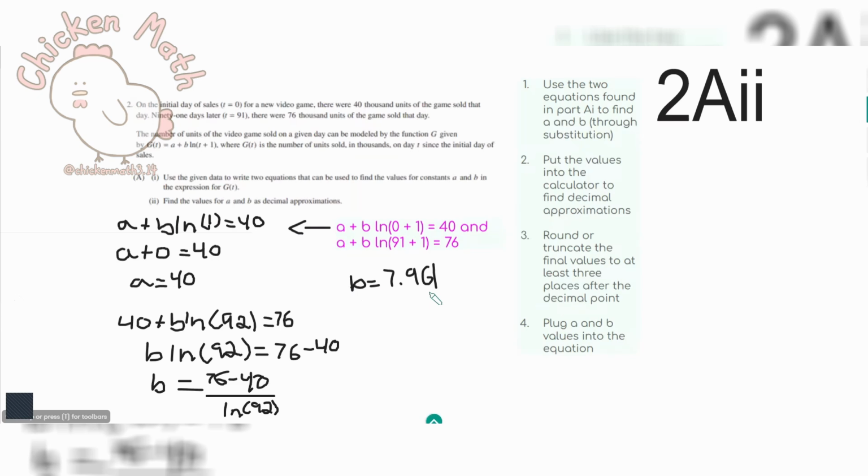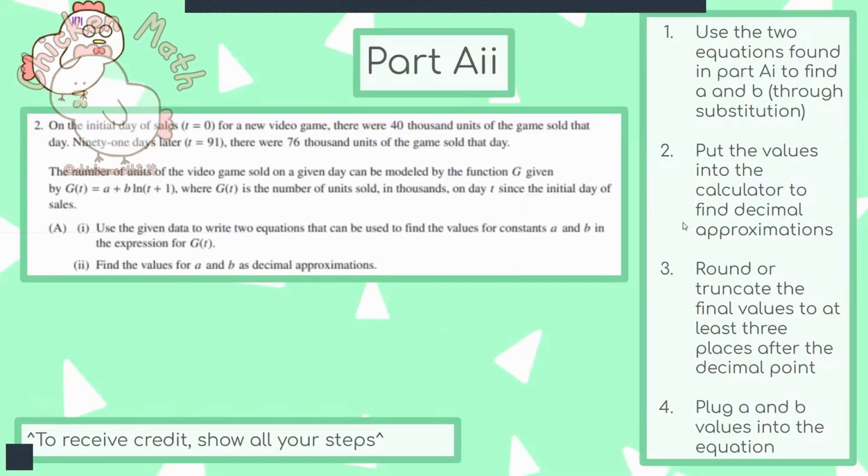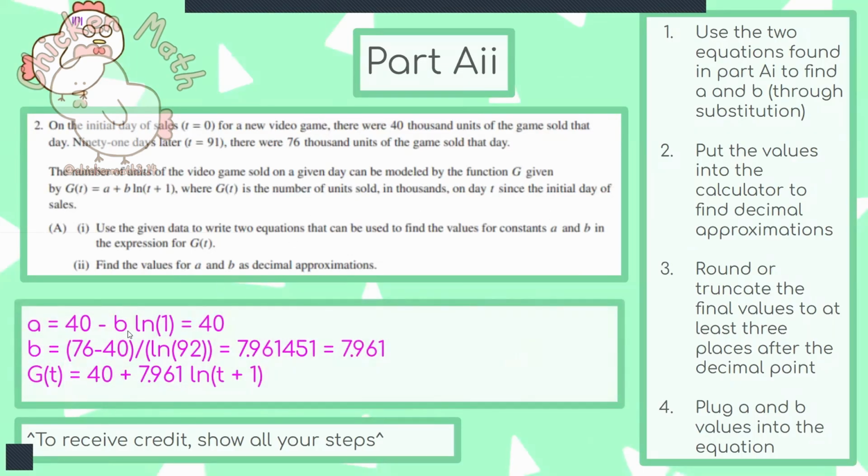All right, and now that we have our A and B values, now this technically wasn't asked in the question, but just to be safe, I do like to plug my A and B value back into the G of t equation. So we have G of t equals A, so we have our 40, plus 7.961, and then our ln equals 1. And again, I know the work is a little condensed here, but work from the whiteboard or in this form, it's all acceptable, as long as you have some work to show on how you got your answer.